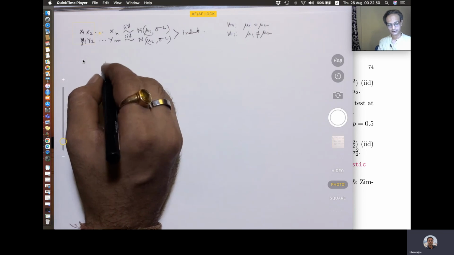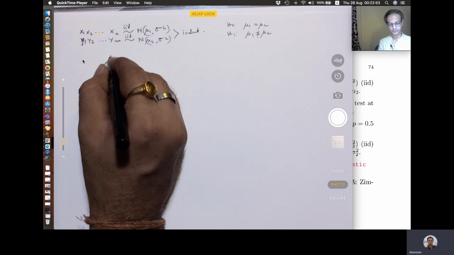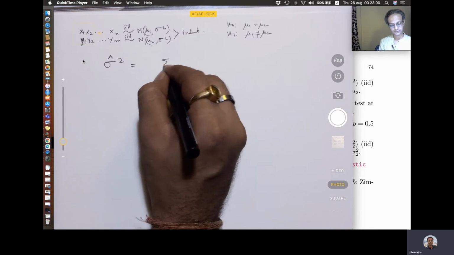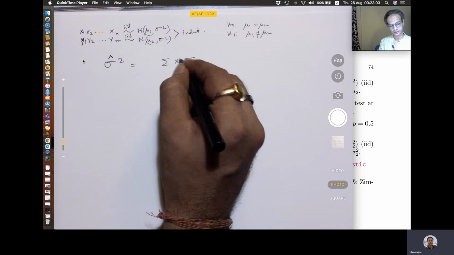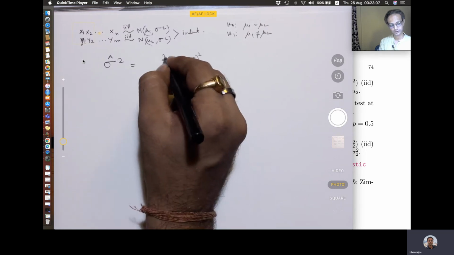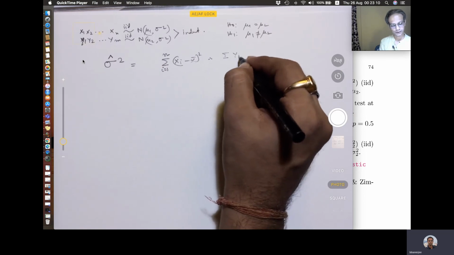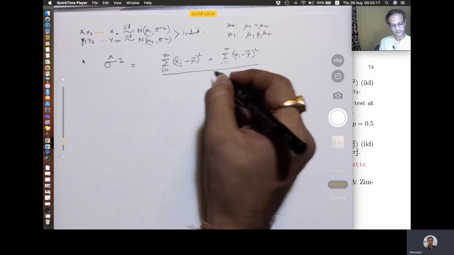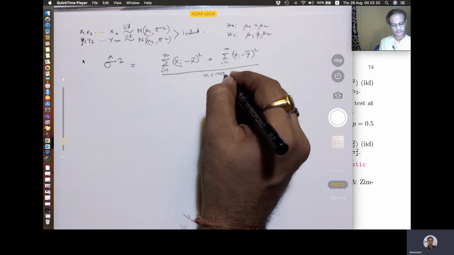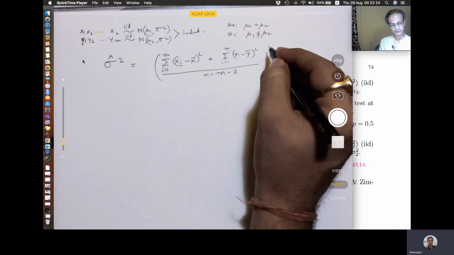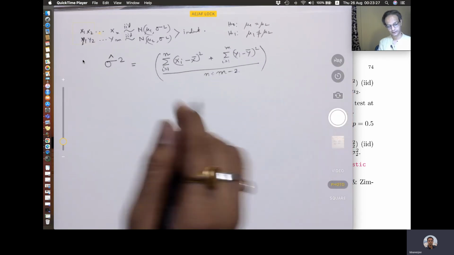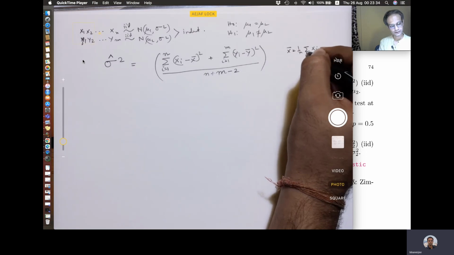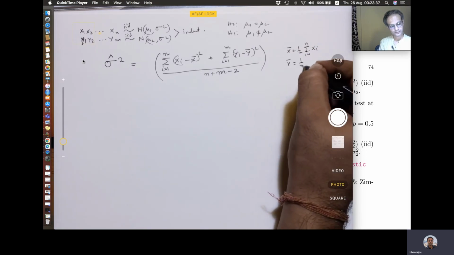So in that case, the common estimate of sigma square can be obtained in this way: the sum over xi minus x bar whole square, i running from 1 to n, plus the sum over yi minus y bar whole square, i running from 1 to n, whole divided by n plus n minus 2. This will be the estimate of sigma square. And why is this so? Because we define x bar as 1 upon m sum over xi and y bar equal to 1 by n sum over yi.